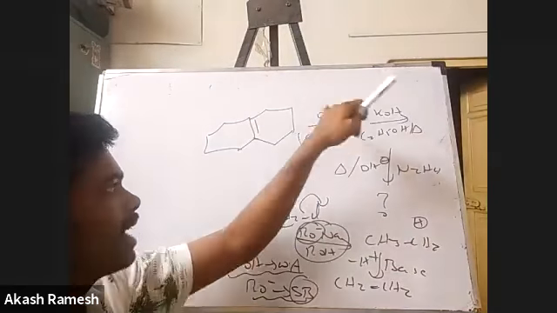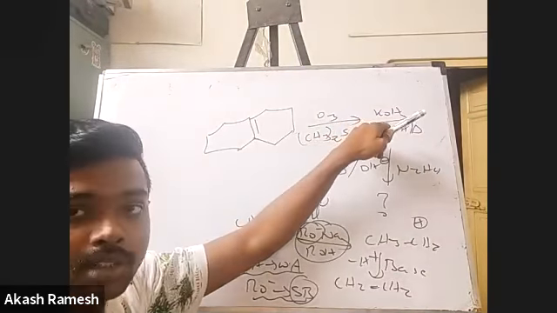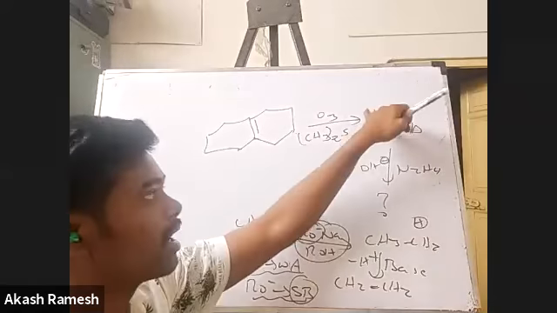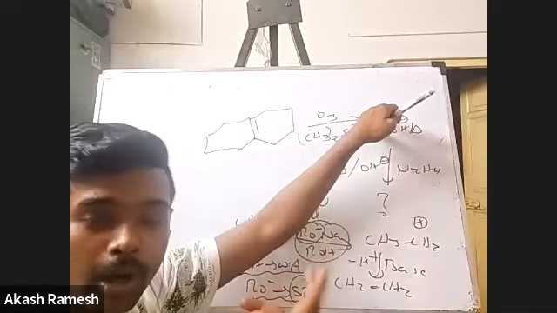Okay, first tell me, I have an alkene. It is going to undergo ozonolysis. Wait. First, I have an alkene. I go for ozonolysis. What will be the first product? What kind of products will be formed? Carbonyl compound. Okay, carbonyl compounds.